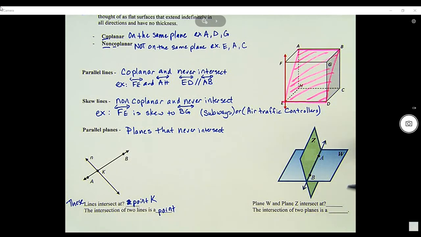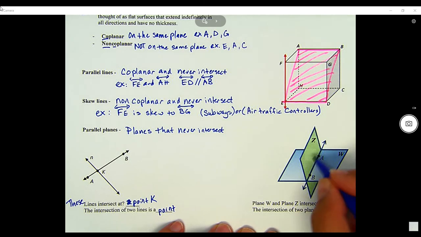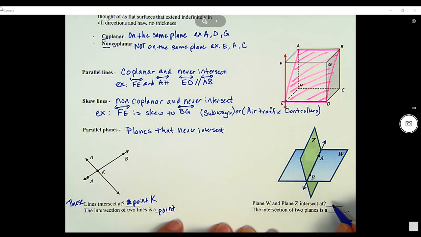All right, plane W and plane Z intersect at, well, they intersect at a line. And in fact, it's a particular line because we're talking about these particular planes, the blue one and the green one, intersect at line AB. You could also call it line BA. And the intersection of two planes is a line.